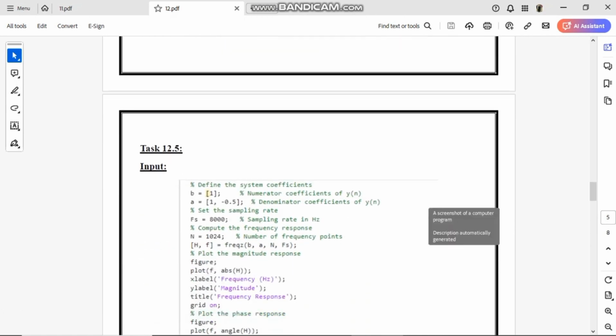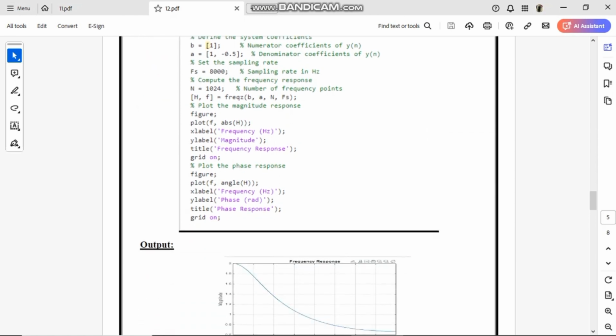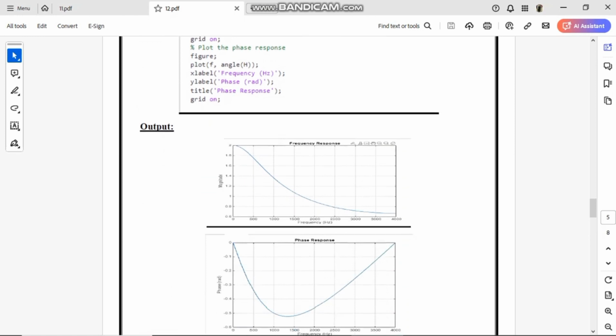Now the next task is 12.5, where I have defined the system coefficients, where the numerator coefficient b is equal to 1 and denominator a is 1 and minus 0.5. Then set the sampling rate, which is f s equal to 8000. Then computed the frequency response, number of frequency points n is equal to 1024. Then plotted the magnitude response as we did in the previous codes, and plotted the phase response same as the previous task. This is the output of the frequency response and the phase response.